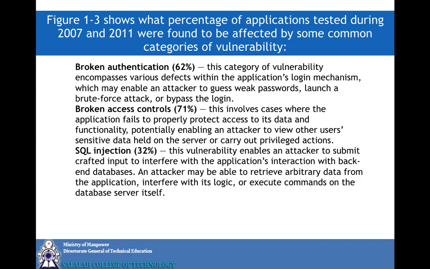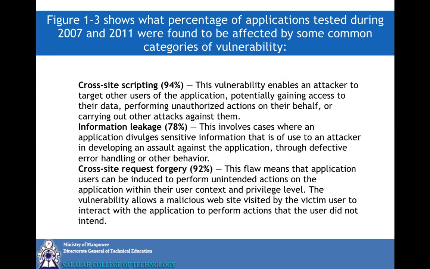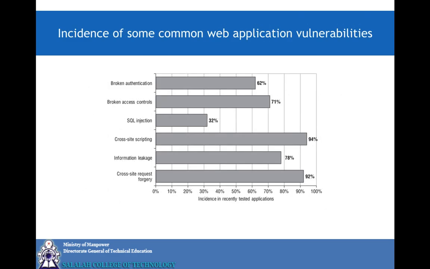Some figures show the percentage of applications tested during 2007 and 2011 that were found to be affected by some common categories of vulnerabilities. First one is broken authentication, broken access controls, SQL injection, cross-site scripting, information leakage, cross-site request forgery. And this is the graph, the incidence of some common web application vulnerabilities in applications recently tested by the author, based on a sample of more than 100.